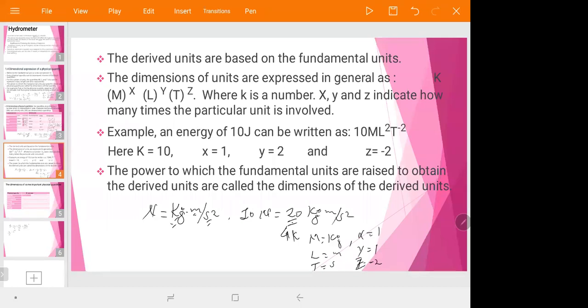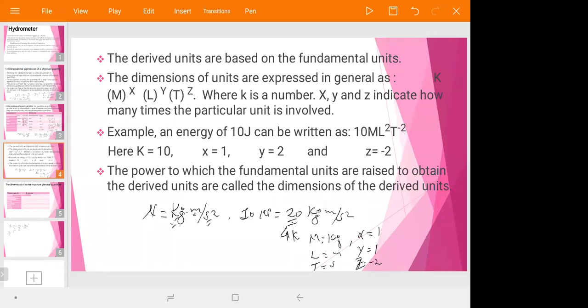For example, an energy of 10 joule can be written as 10 M L square T to the power of -2. 10 joule means, what is joule, by the way? The SI unit of what? Joule is the SI unit of energy, as well as the SI unit of power. So when you talk about 10 joule, you can write it in the general form we have seen above.